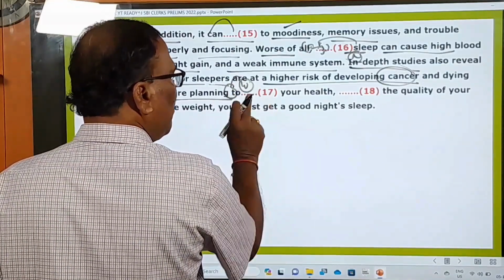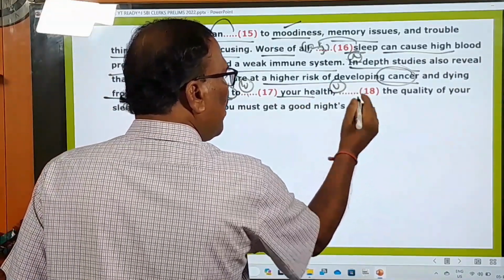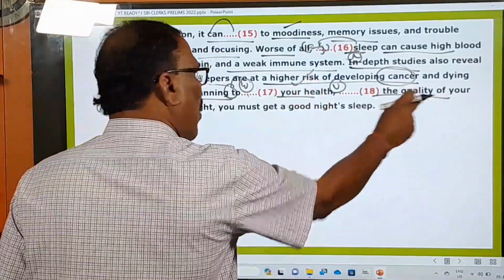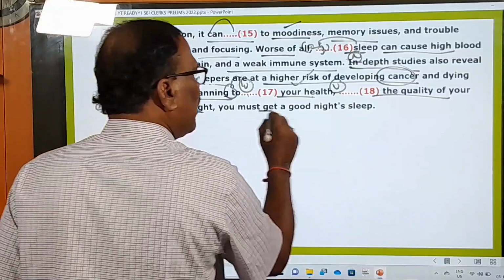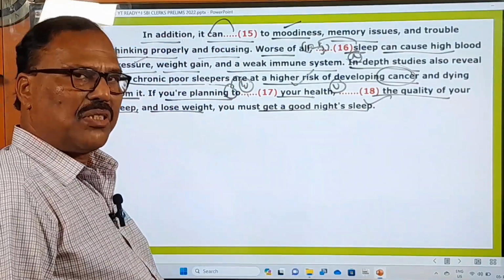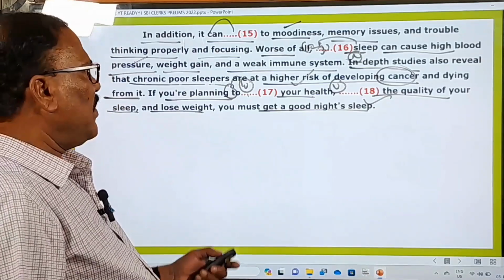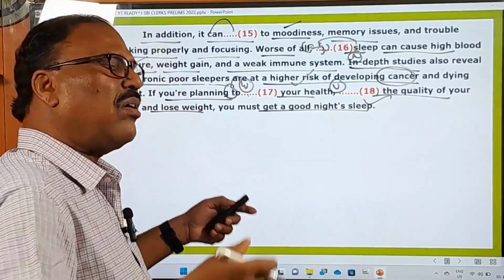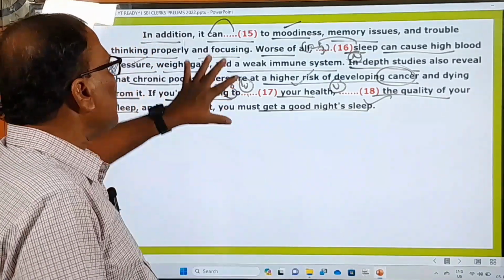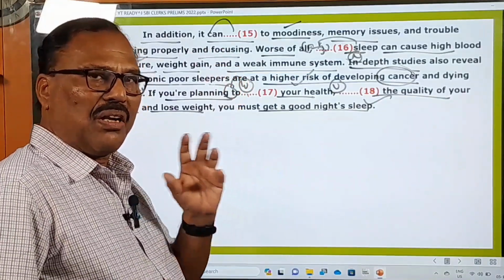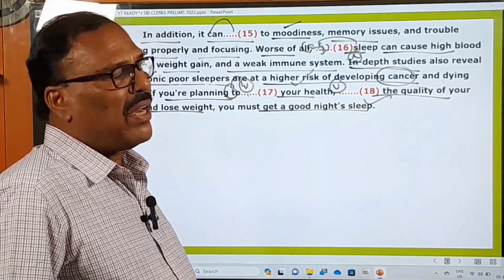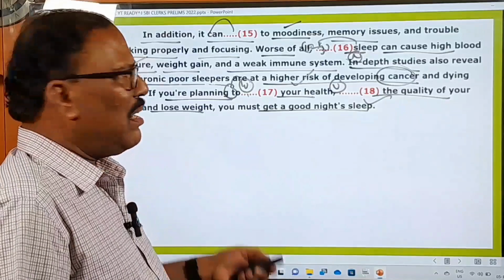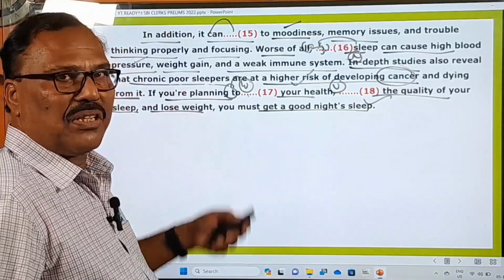After to there must always be a verb. Your health, here also you must use a verb. The quality of your sleep. If you are planning to dash your health and the quality of your sleep, lose weight, you must get a good night's sleep. If you get good sleep, your health will improve, the quality of your sleep will improve, you can lose your weight, all advantages are there. So from this very interesting important passage, you are learning some interesting things also for your life. Very interesting paragraphs will be given in your competitive examinations. Really, I appreciate the test giver of this question paper.